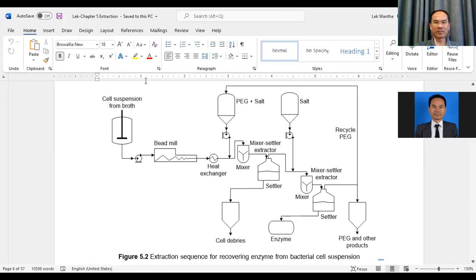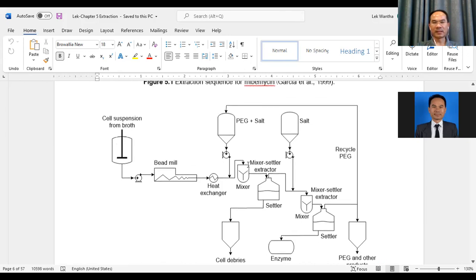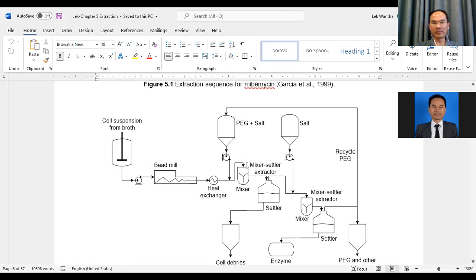That's the cell suspension from the growth. And then we use the bead mill, meaning the homogenizer for cell disruption. And then we have a heat exchanger, and you feed to the mixer. We mix the homogenate with the PEG and salt. This is for the aqueous phase system: PEG, polyethylene glycol with water, and salt with water, mixed together and then sent to the mixer with the homogenate.